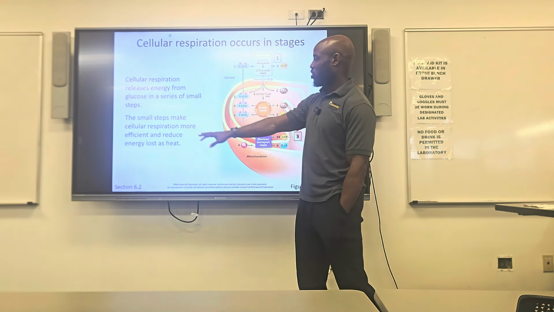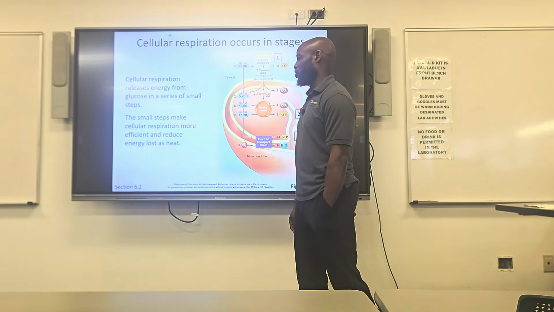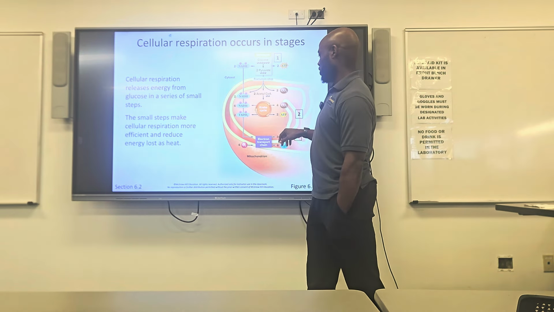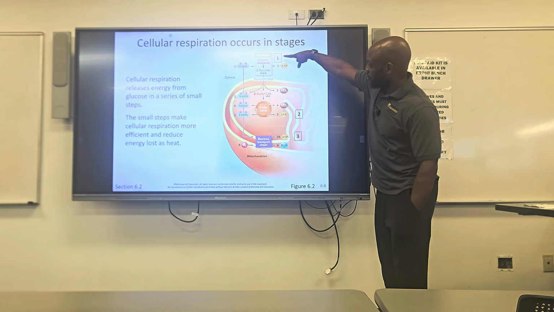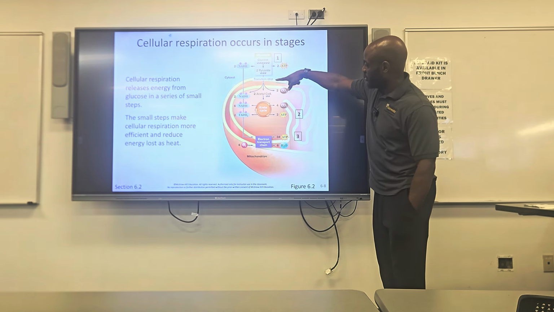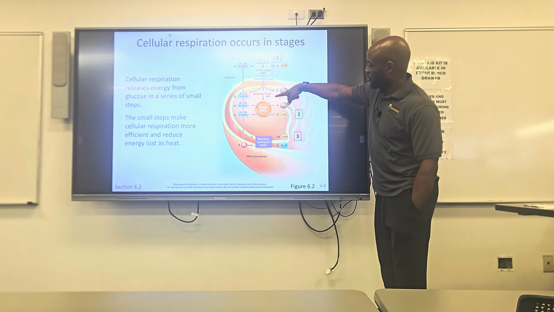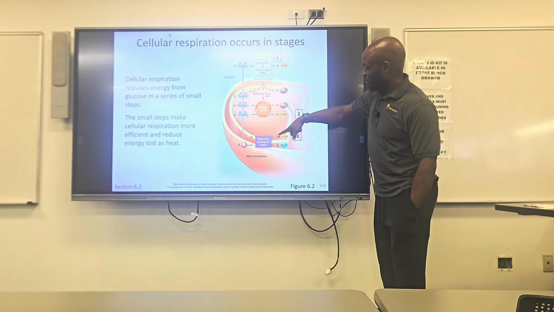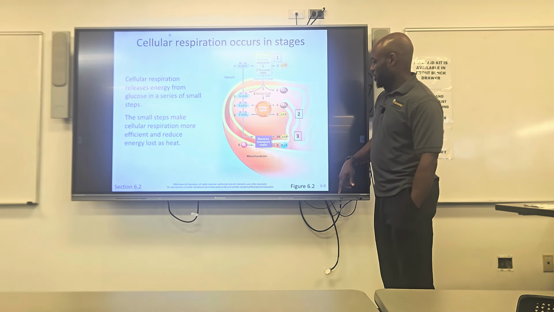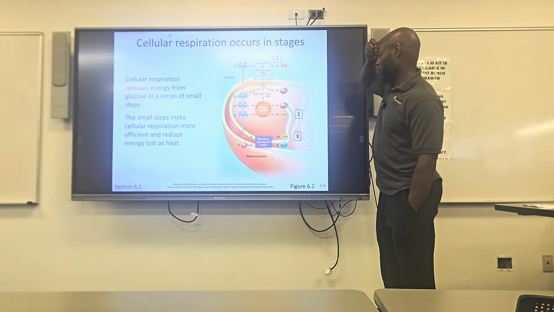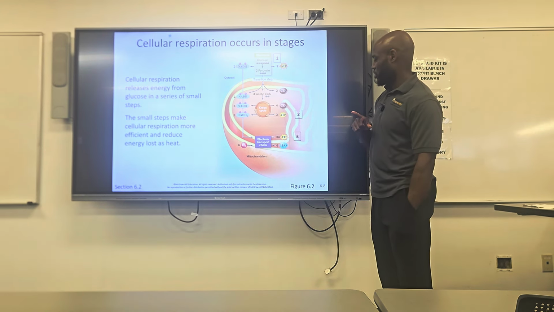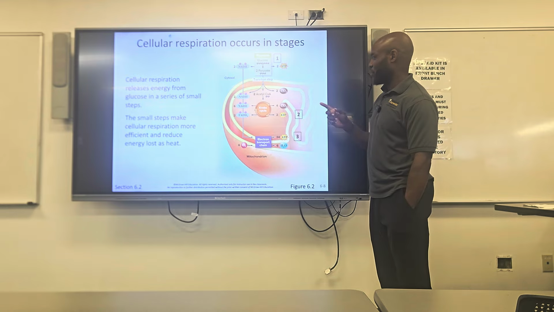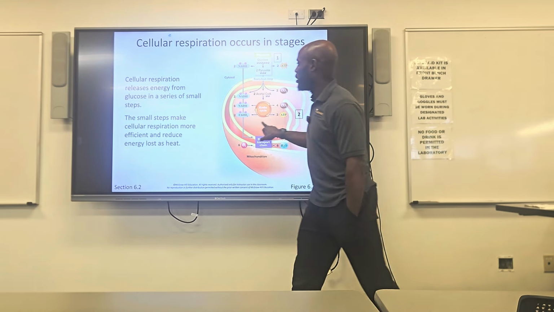All right, so we take these small steps to make cellular respiration more efficient and reduce energy lost as heat. So we have a bunch of steps, as you can see here. Start off with glucose, pyruvate, acetyl-CoA, Krebs cycle, electron transport chain, and we make a bunch of ATP. I think it was 38. I think the number is 38. I don't know why. Maybe I got confused in my mind.